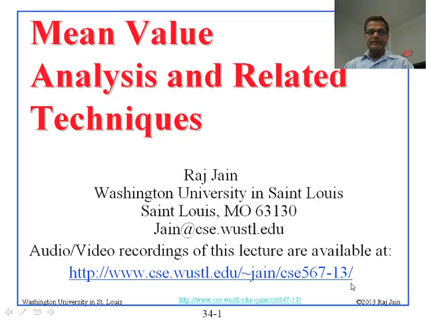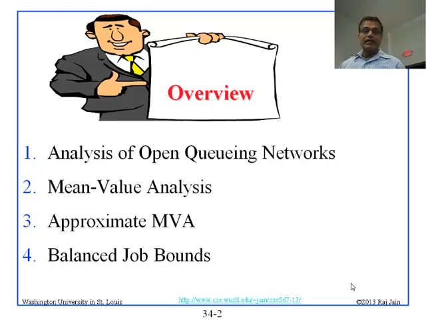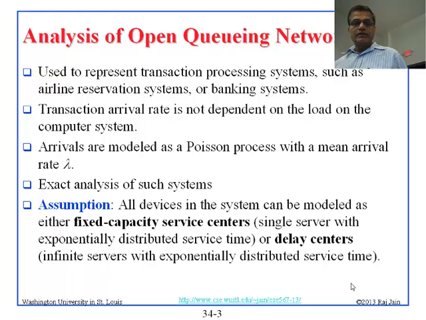This is the last chapter on queuing theory, and in this one we talk about mean value analysis. Mean value analysis, as I said, is exact calculation. First of all, let's see how we can do exact. We are going to start with open queuing networks, and I hope you remember the open and the closed ones.